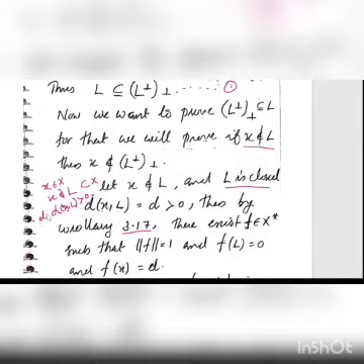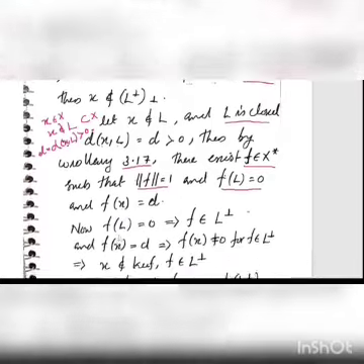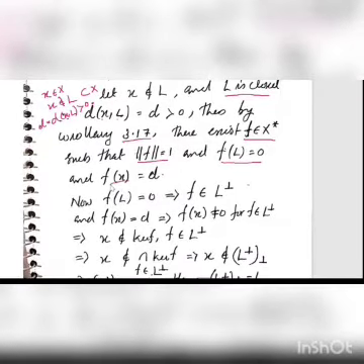If d, the distance between this and this, is greater than 0, then there exists an f belonging to x star such that the norm of f is equal to 1, f of l equal to 0, and f of x equal to d. So we can take that f here.